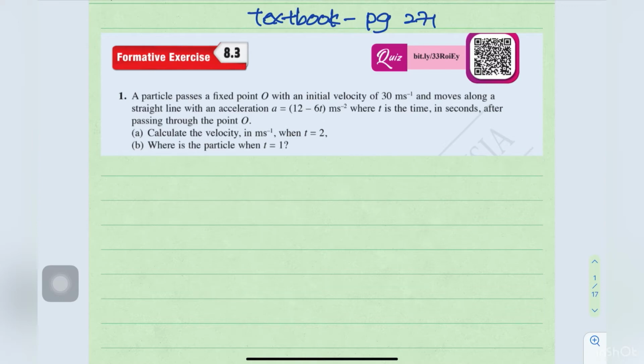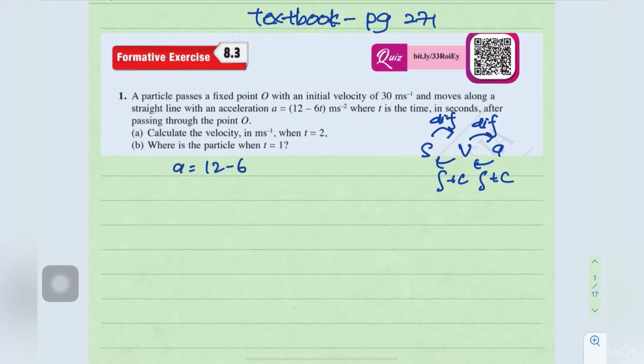Okay, so the three components S, V, A: from S to V, differentiate; from V to A, differentiate; from A to V, integrate, and integrate another time to get S. So now we start from a equals 12 minus 6t. The initial velocity is 30, meaning that when t equals 0, v equals 30. So we are going to find the velocity.